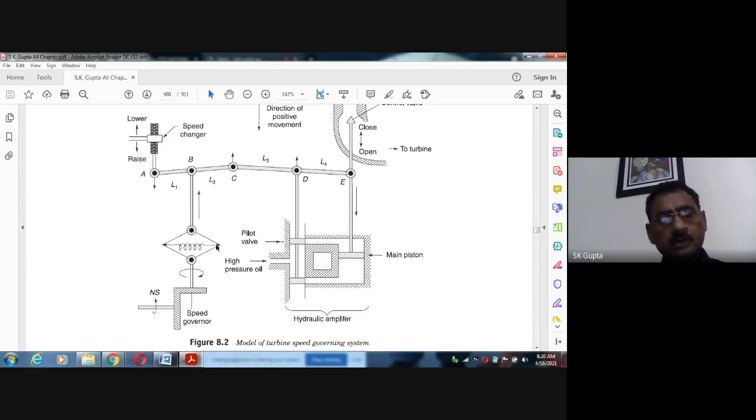It means what will happen? If the speed is reduced, what will happen to the fly balls connected here? अगर यहाँ पे फ्लाई बॉल कनेक्टेड है और इसकी स्पीड कम हो जाए तो क्या होगा? We will tell. Deepika, tell me.